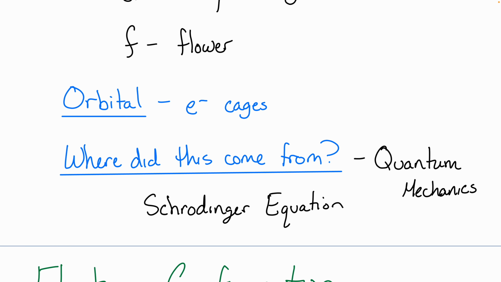Another big name around that time, I just split open my nose somehow. It was Schrödinger. So he made this equation, and that's where this theory of where these shapes come from.